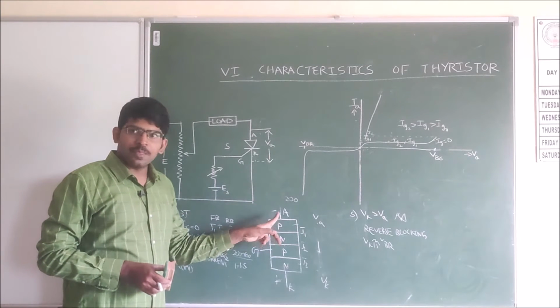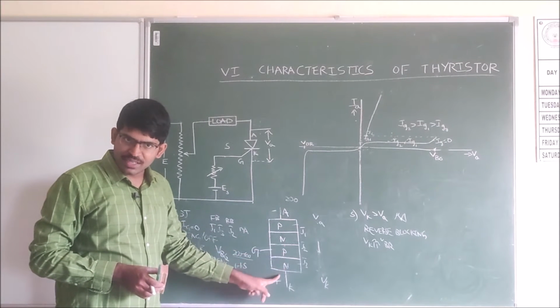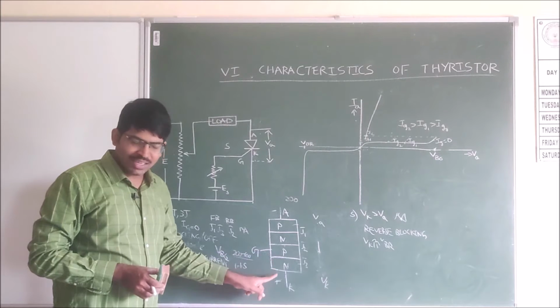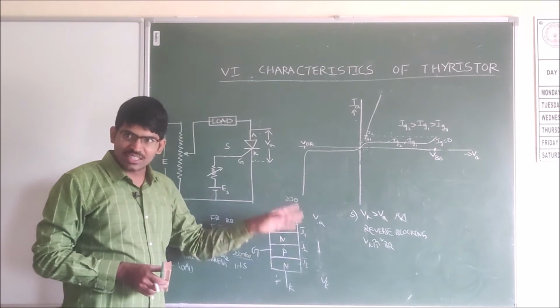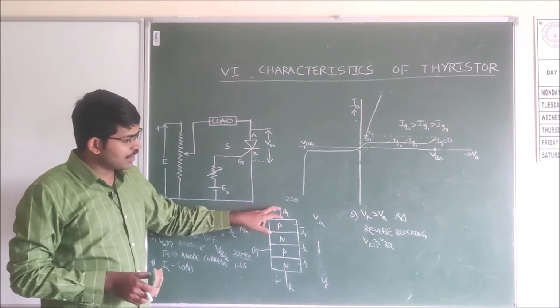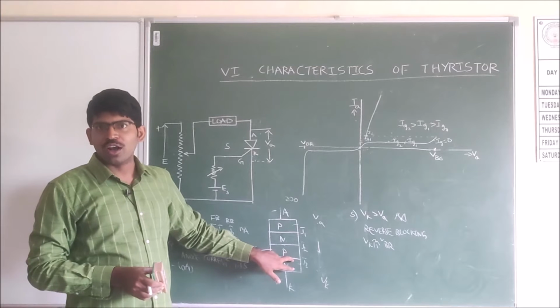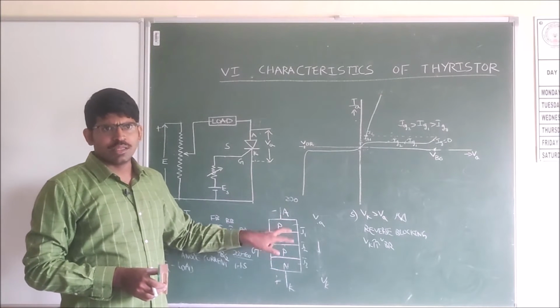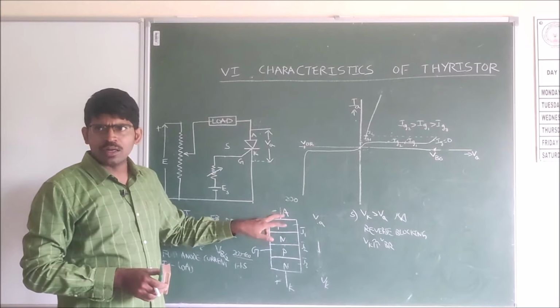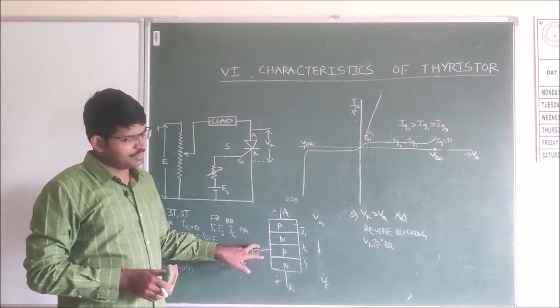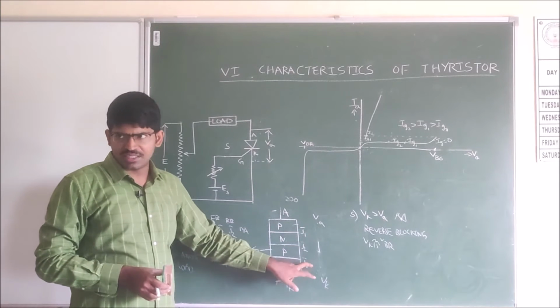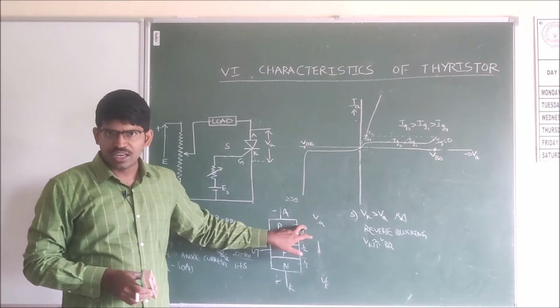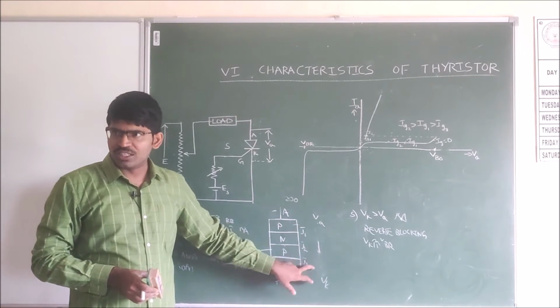It is a 4-layer device, a 3-terminal device, a 3-junction device. So the thyristor has how many layers? 4 layers. How many terminals? The 3 terminals are anode, cathode, gate. It has 3 junctions. The 3 junctions are J1, J2, J3.